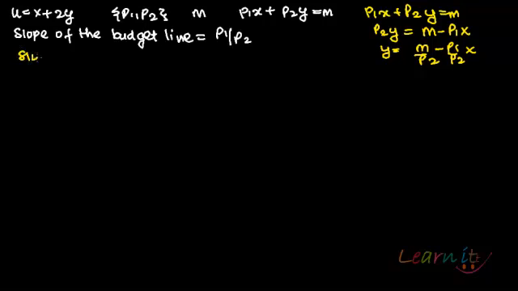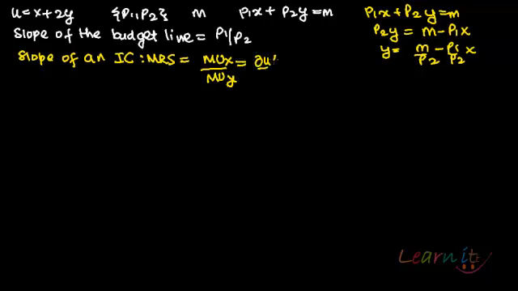What is the slope of the indifference curve? That is your MRS. That is marginal utility of x upon marginal utility of y, which is del u by del x upon del u by del y. So what is del u by del x in this case? It is 1. What is del u by del y in this case? It is 2. So MRS is 1 by 2. Note that.